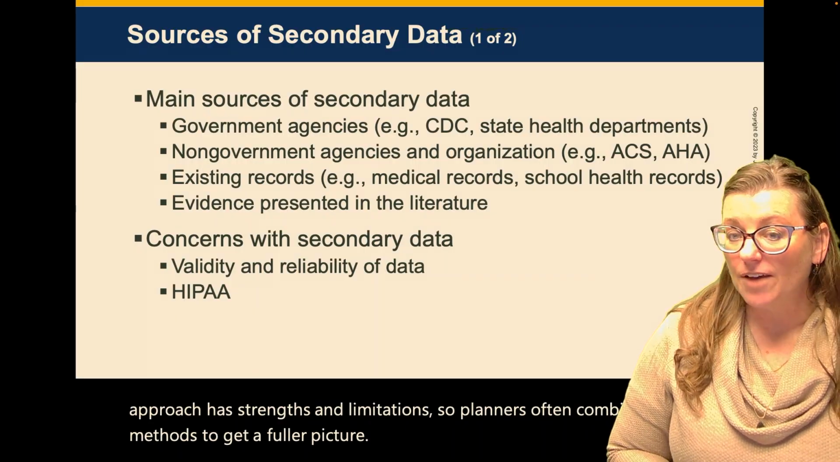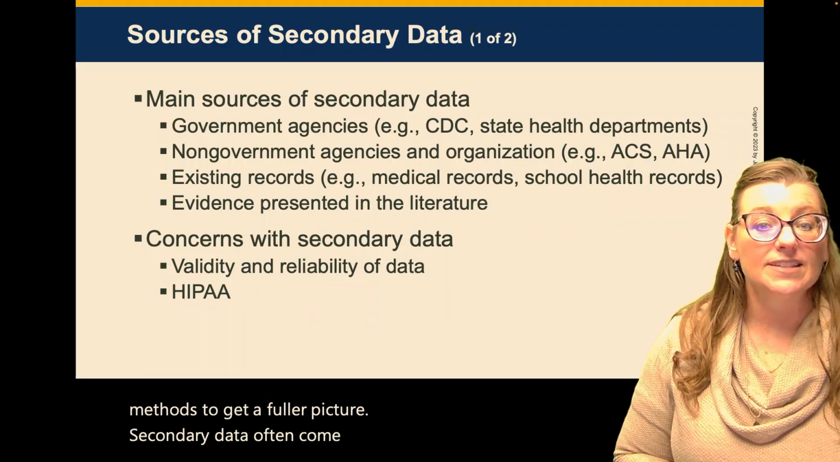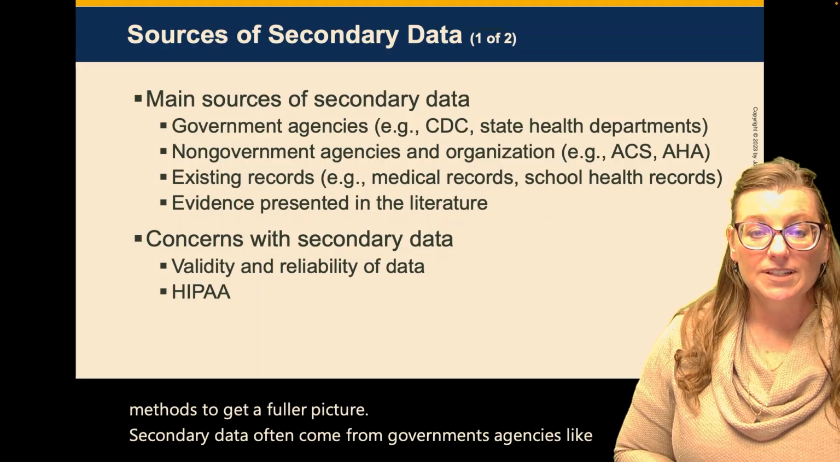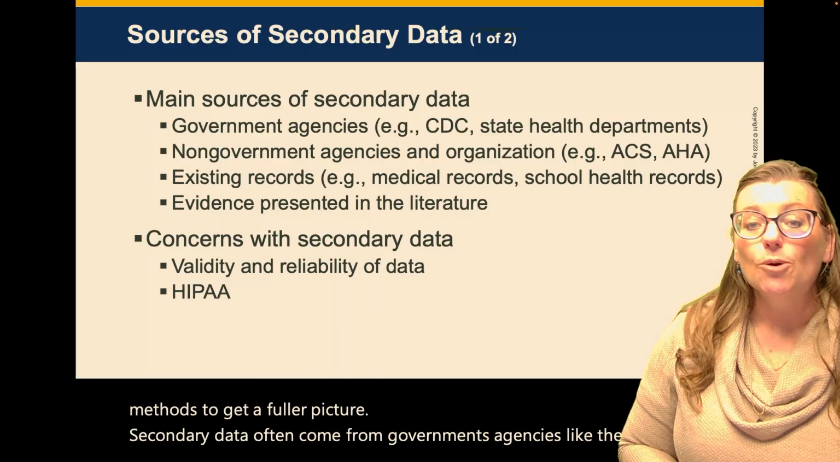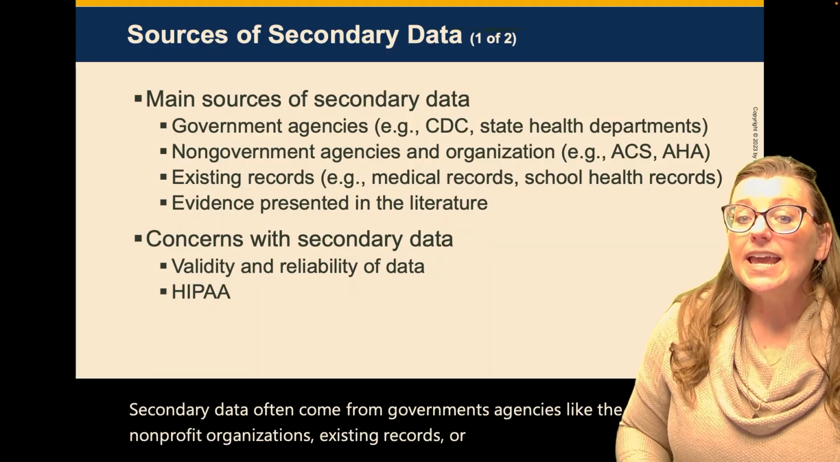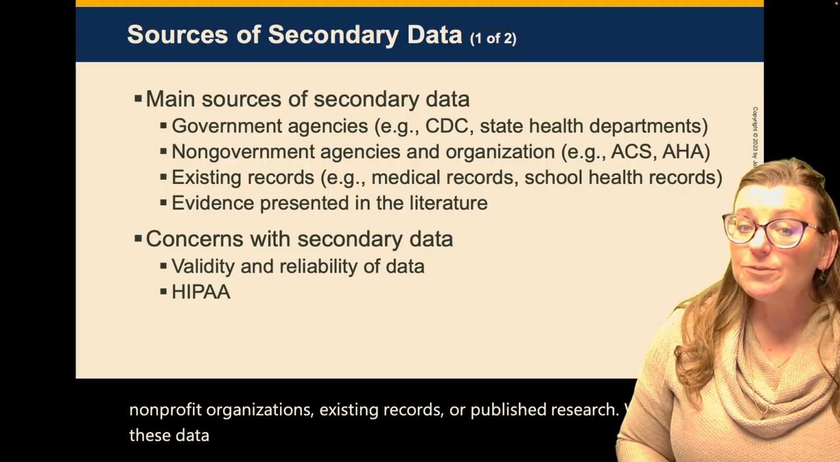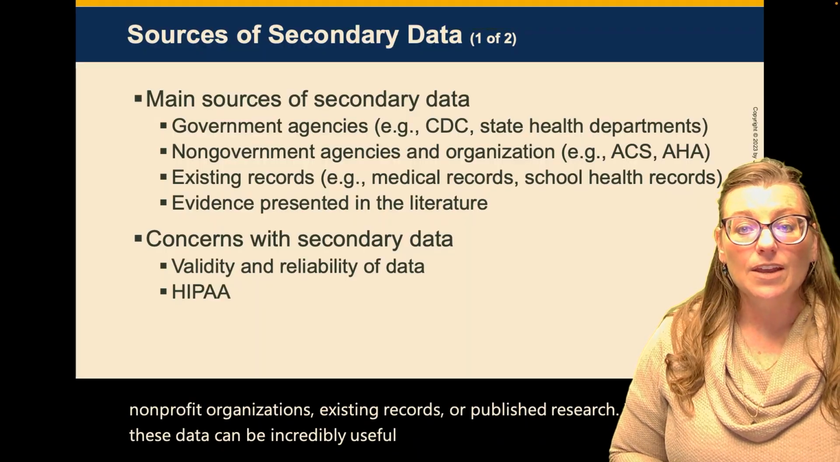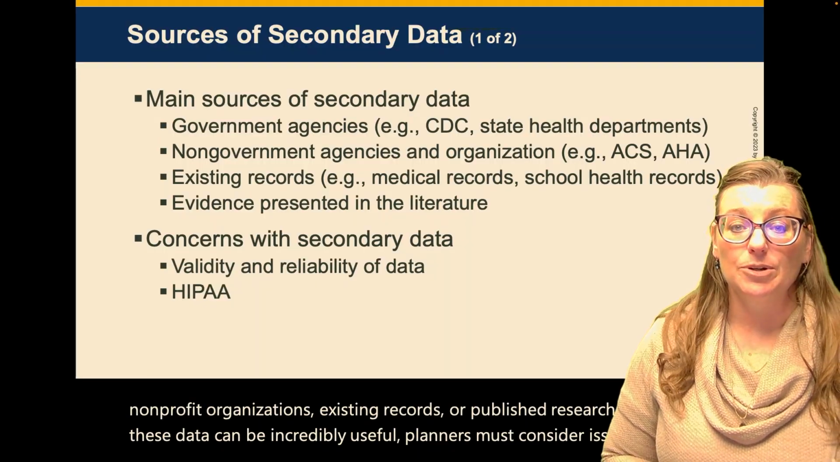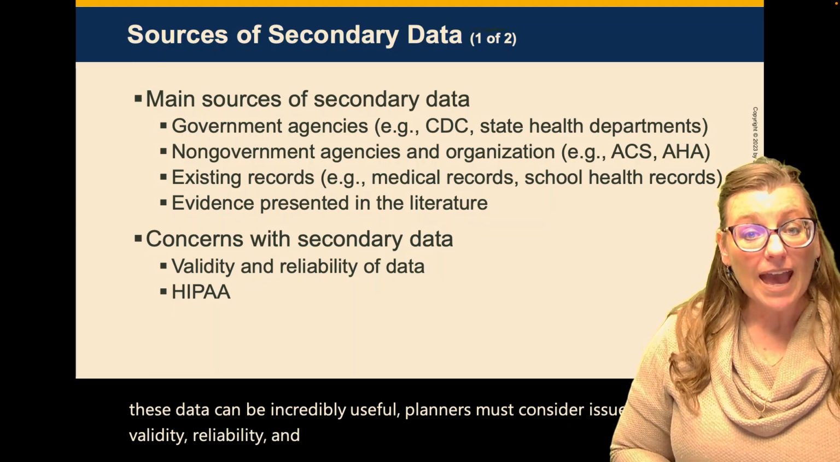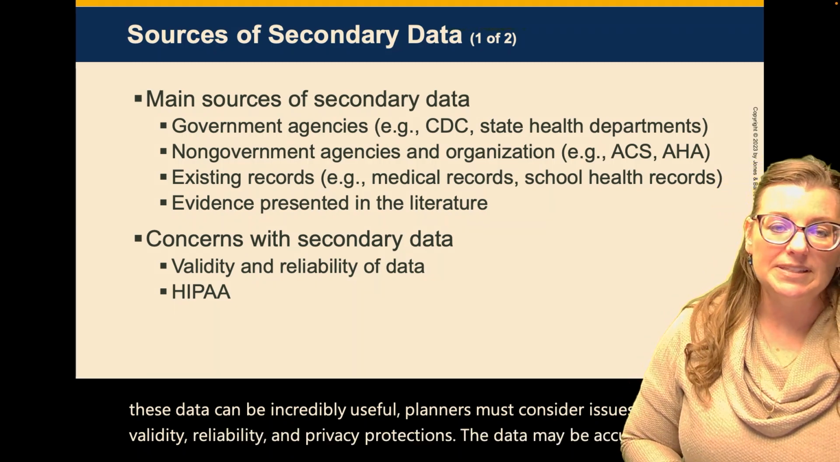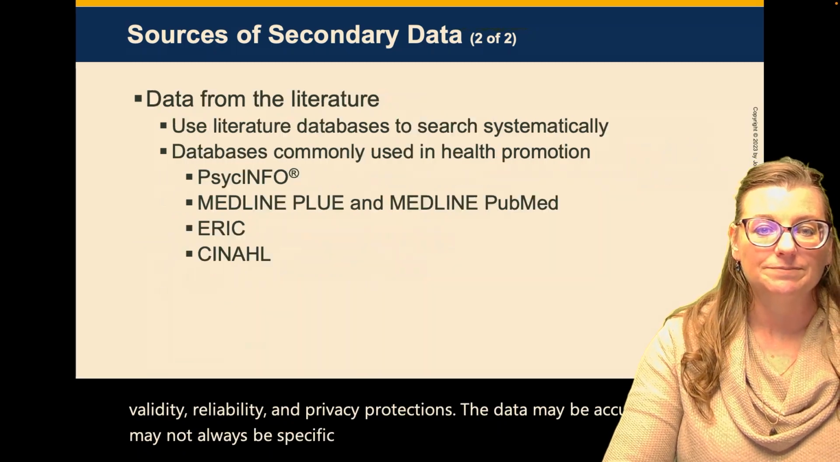Secondary data often come from governments, agencies like the CDC, nonprofit organizations, existing records, or published research. While these data can be incredibly useful, planners must consider issues like validity, reliability, and privacy protection. The data may be accurate, but it may not always be specific to the target population.